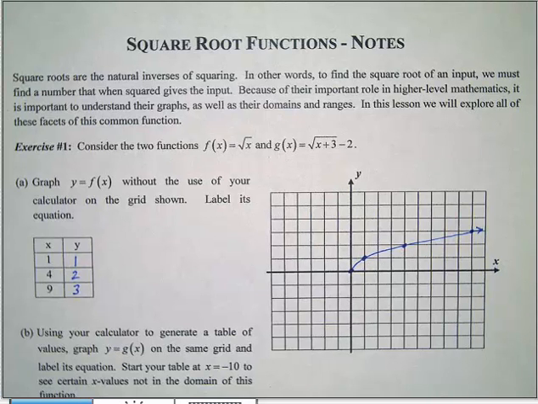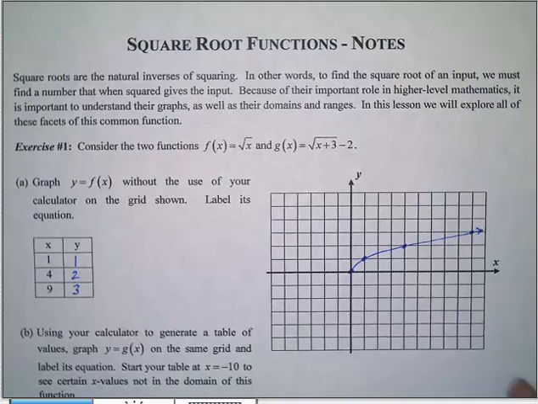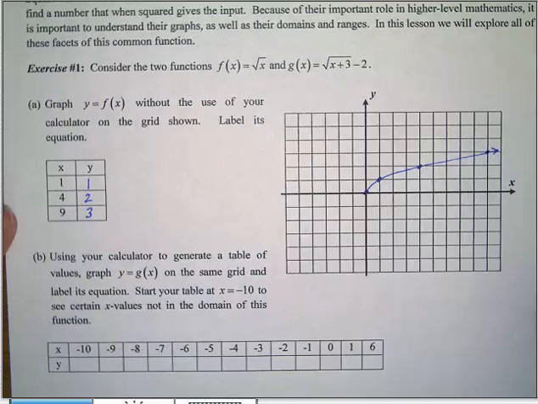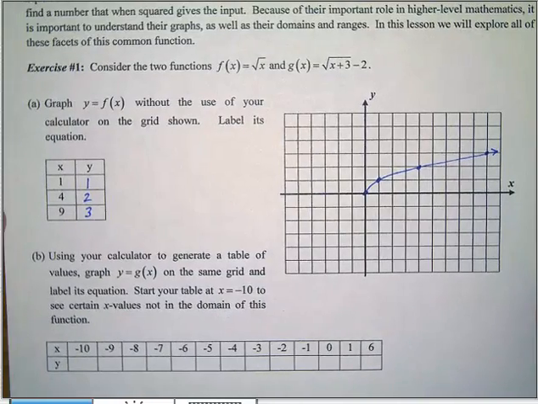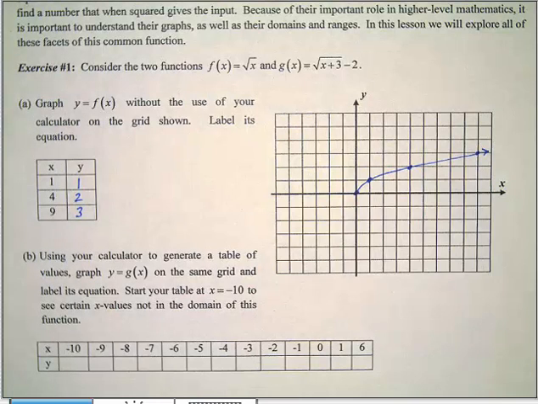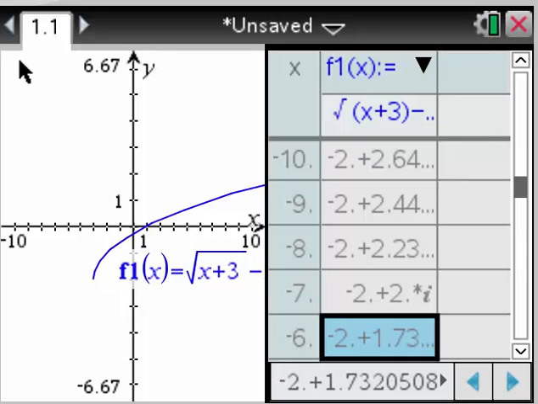So now in part B, using your calculator to generate a table of values, graph y equals g of x on the same grid and label its equation. Start your table at x equals -10 to see certain x values not in the domain of this function. So go ahead and grab your calculator, plug in the g of x function, and get the table. Should look something like this.